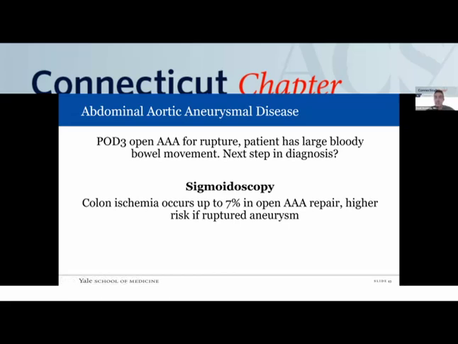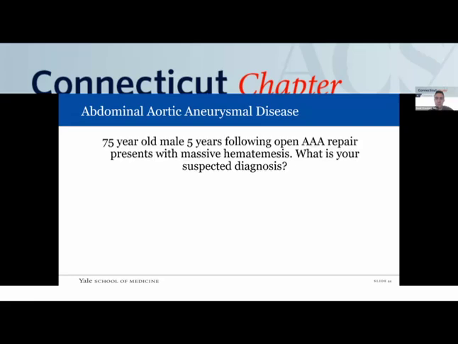Colon ischemia occurs up to 7% in open AAA repair, and it's a higher risk if it's a ruptured aneurysm. It does happen in EVARs as well, but it's lower. It's about 1 to 2%. If you have a 75-year-old male who presents remotely after an open AAA repair with an upper GI bleed, what's your suspected diagnosis? And so for these patients, we're concerned about an aortic enteric fistula.